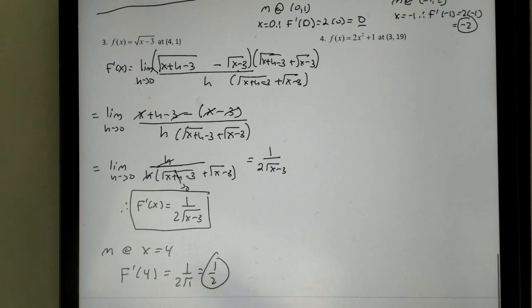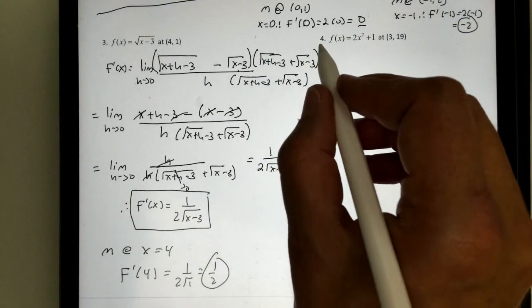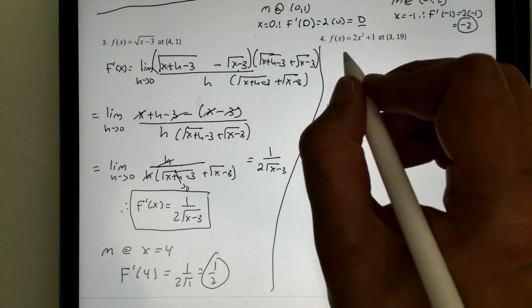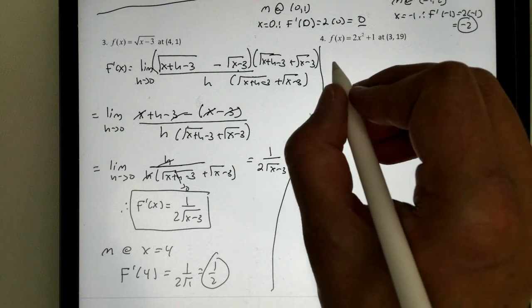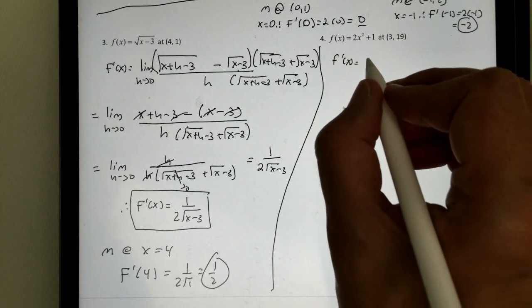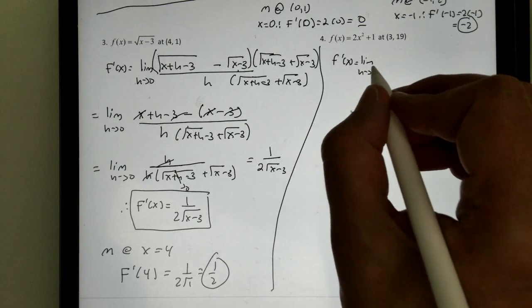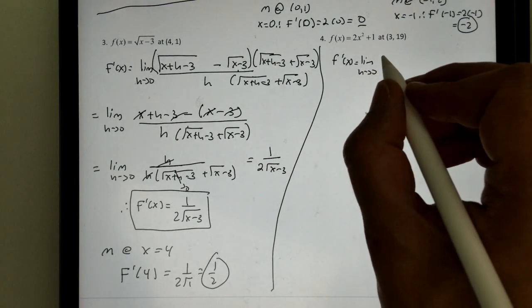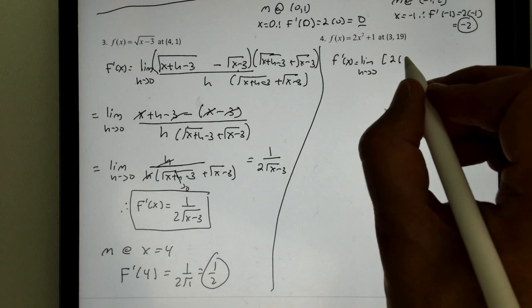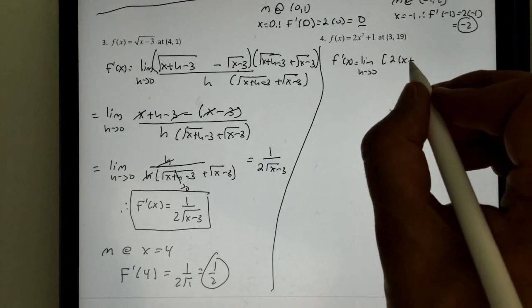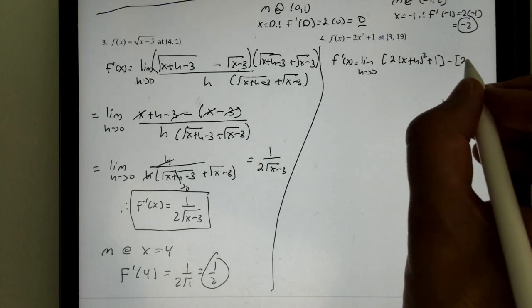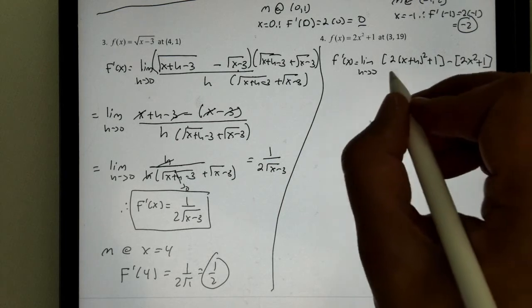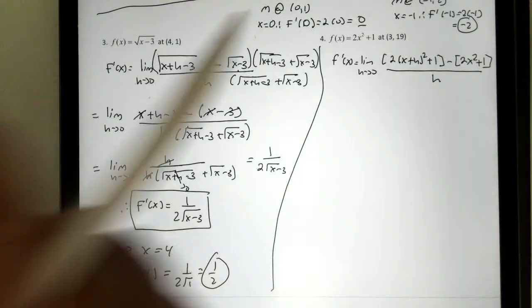All right, number 4. Same exact type of question. Let's take a look at number 4 here. Ready? Let's see here. There's all of that. For number 4, when we take that limit, we want to find the derivative first. F prime of x. We're going to get the limit as h goes to 0 of the following. 2 times, remember, everywhere there's an x, I'm going to plug in that x plus h squared plus 1 minus the original function, 2x squared plus 1. All over, oh yeah, all over h.